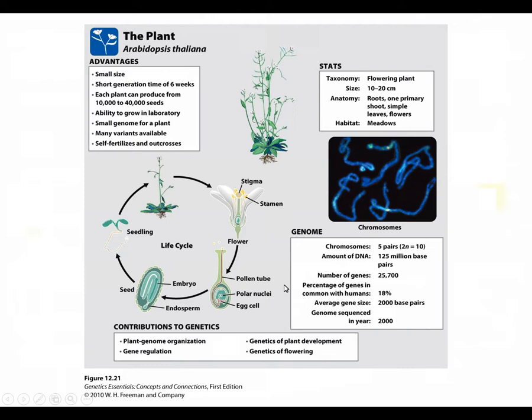You can control the crosses, just like Mendel controlled the pea plant crosses. And so Arabidopsis has been a very important plant in studying plant genome, or plant genetics, I should say. All right, so it fits our description. So just know that this is the plant model.